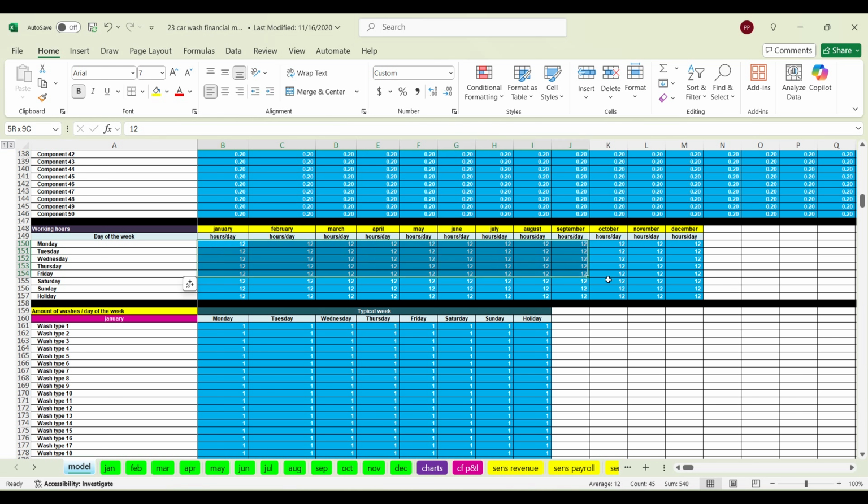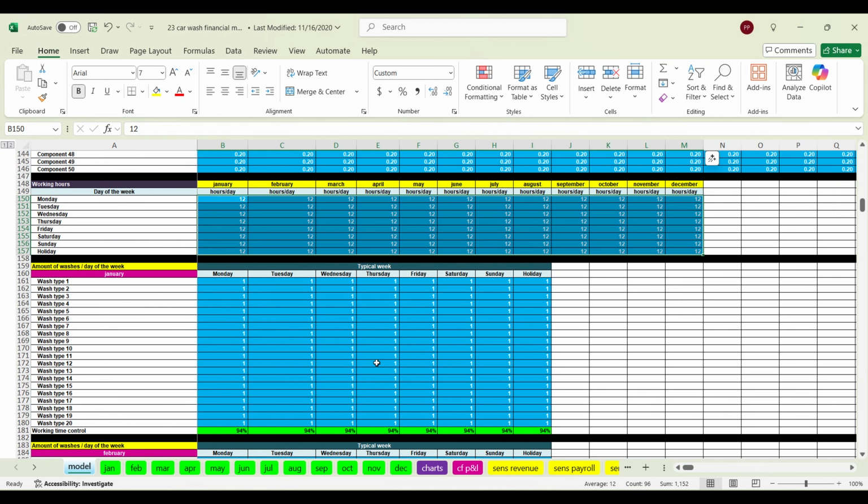And in this area we are specifying how many working hours per day we have in each month and in each typical week. So we may have some seasonality in this business, so here we can specify the seasonality in working hours per day.